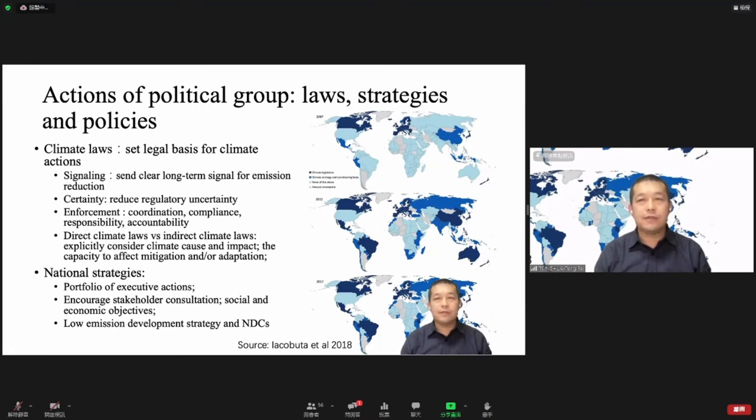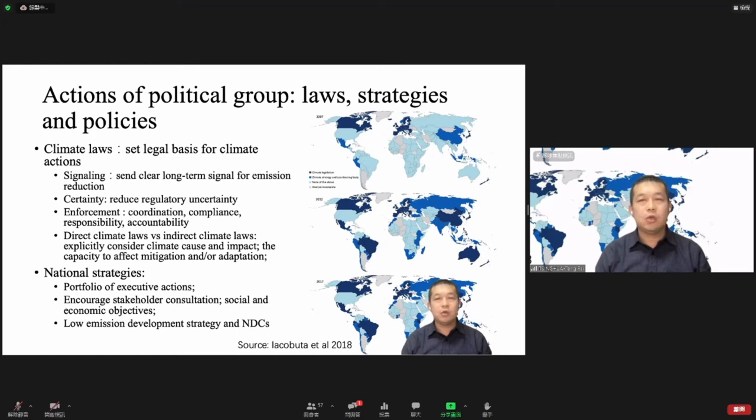And also the climate laws set up comprehensive institutions for enforcement, including compliance, responsibilities, who is responsible for what, and also the accountabilities and penalties if there is no compliance. And we have different laws which can relate to climate change. We categorize them into two parts. One is direct climate law, another is indirect climate law. And direct climate law is generally to explicitly consider climate as the key objective.